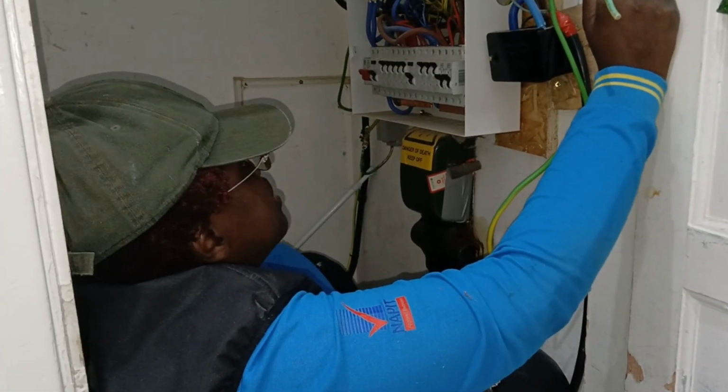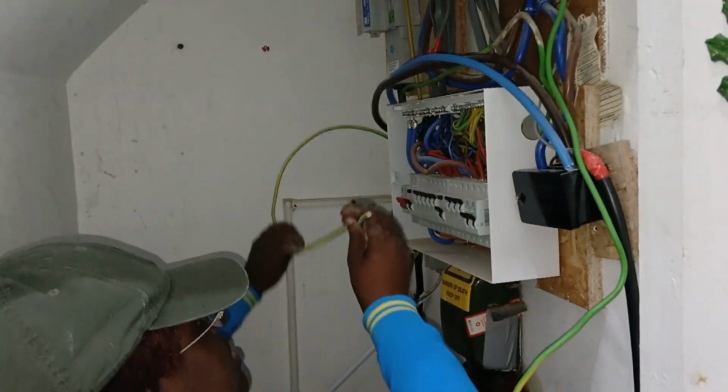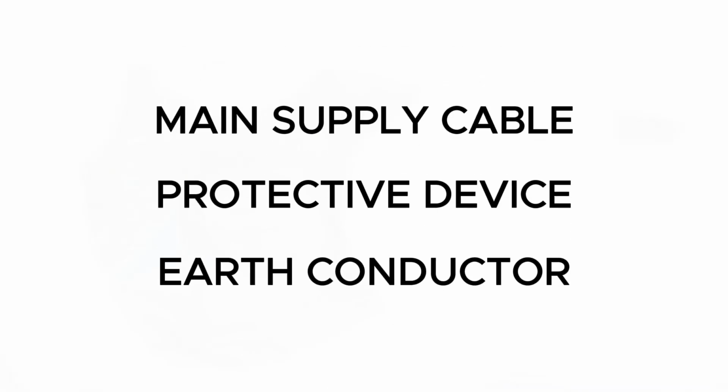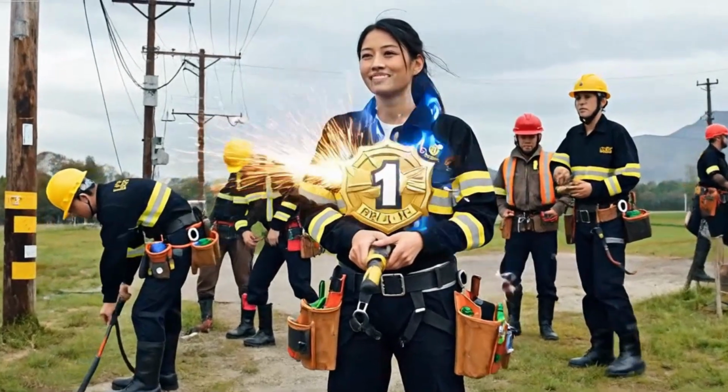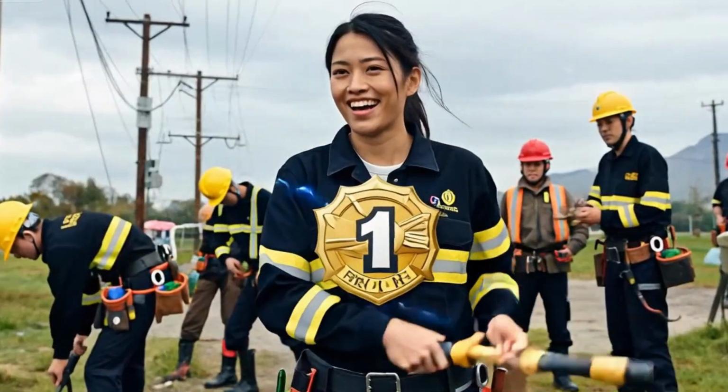And today, we're going to make all of this make sense. This is a foundational topic in the trade. Once you understand the relationship between the main supply cable, the protective device, and the earth conductor, you'll be miles ahead of most trainees, and even ahead of some lads who passed their AM2 10 years ago.